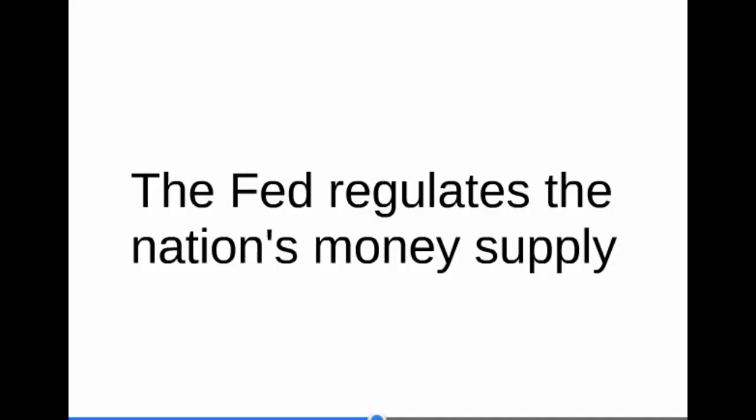Your takeaway from this that you really need to know for the Regents exam is what you see on the screen here, that the Fed regulates the nation's money supply, but they do much more than that.